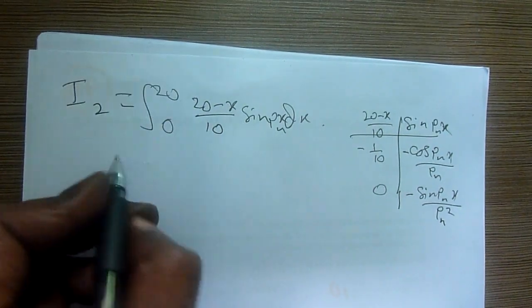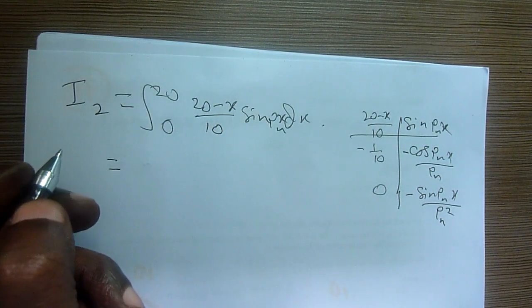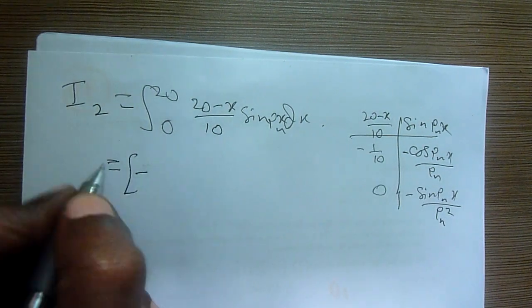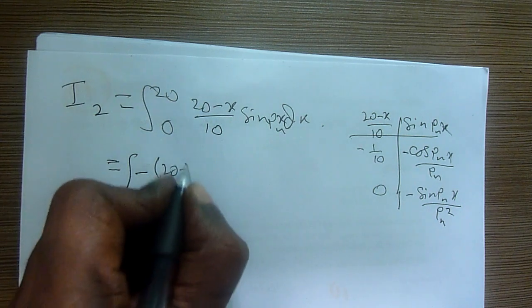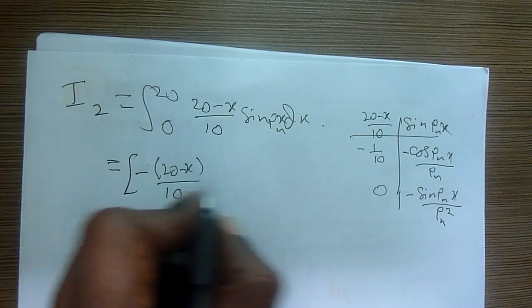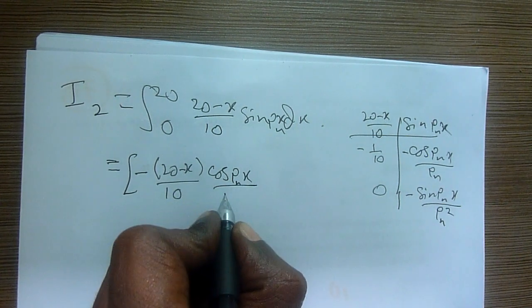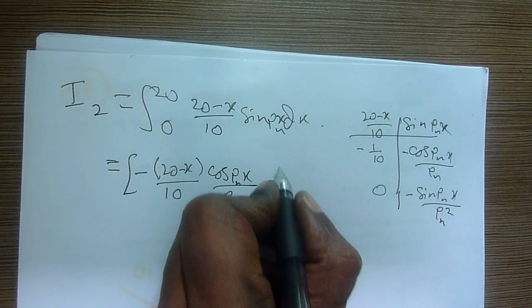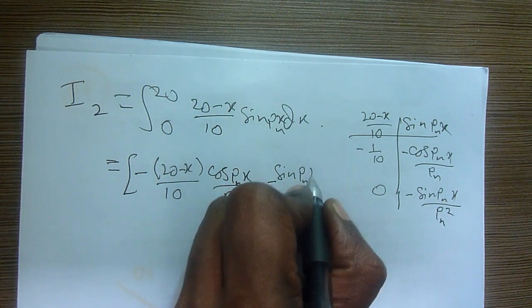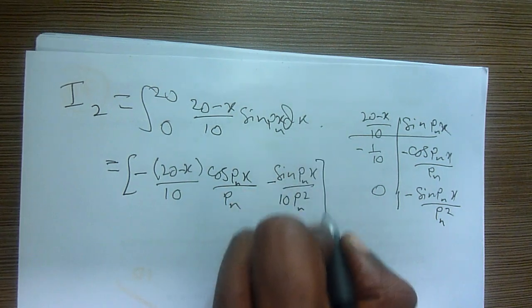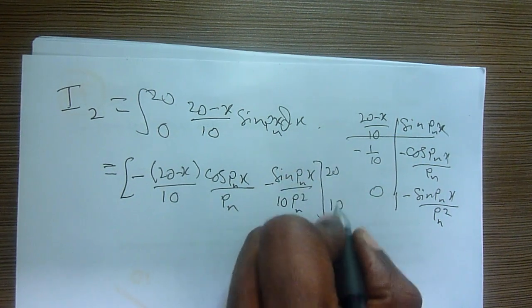Now same as previous. Therefore you just times here, you will get 20 minus x, 10 cos Pn x over Pn, plus sine Pn x over 10 Pn2, 20, 10.